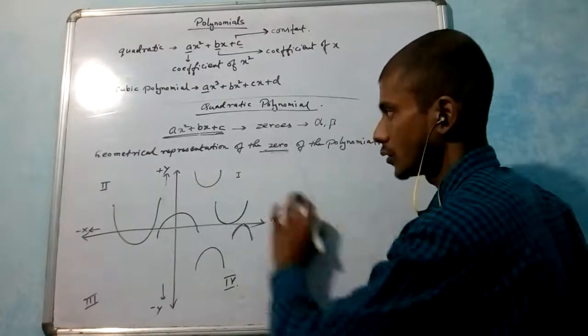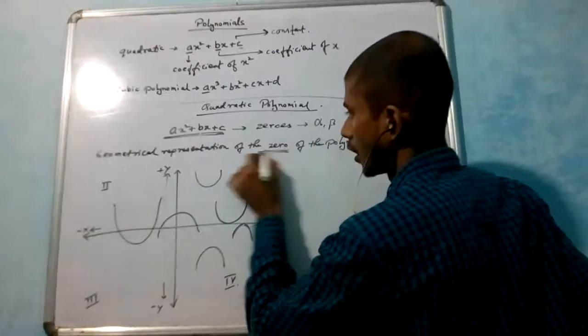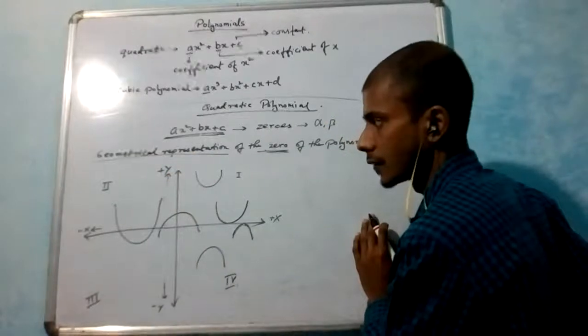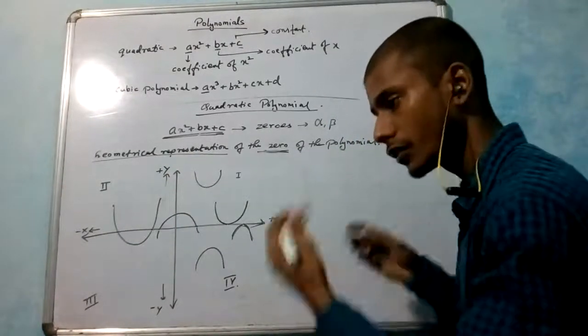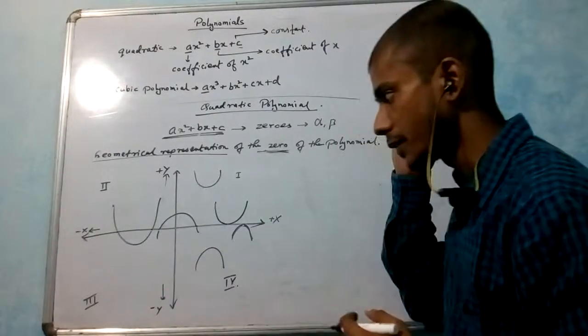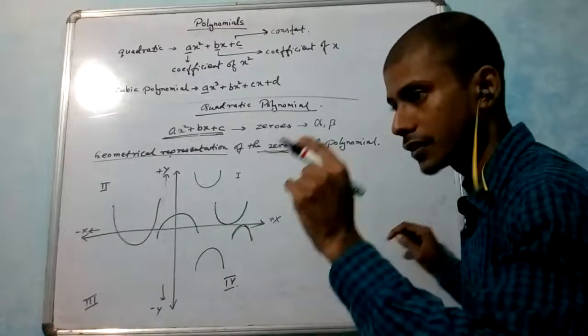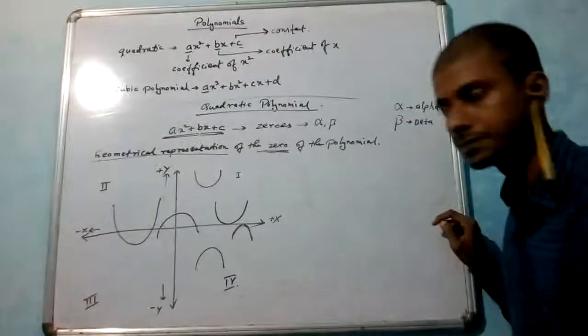So did you understand what we mean by zeros and how zeros can be geometrically represented? For a particular polynomial, whatever the curve on the Cartesian plane, wherever it is intersected by the x-axis, the x-coordinates of those points are called the zeros.